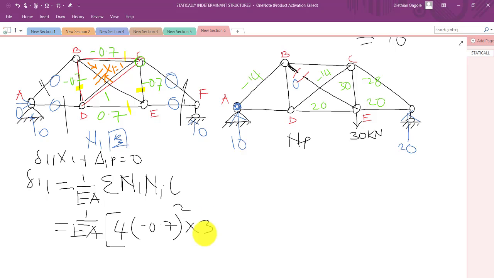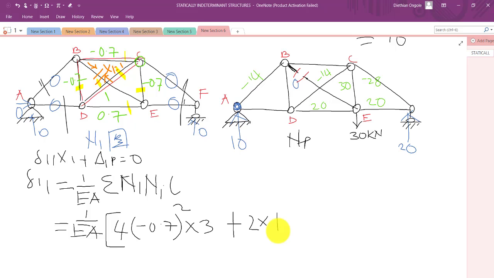All of them have a length of 3. Then after doing that, I add on these slanting rods, this one and this one here. For those ones, there are 2 of them, and they have an internal force of what?